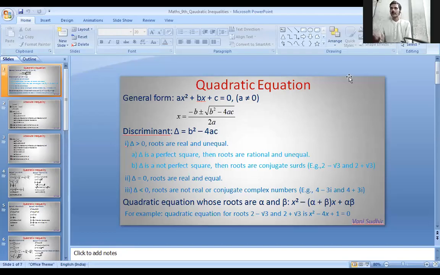Namaste, welcome to all. Today we'll discuss how to solve quadratic inequalities. The prerequisite knowledge is we should know about quadratic equation and absolute inequalities. First, let us discuss what is quadratic equation.